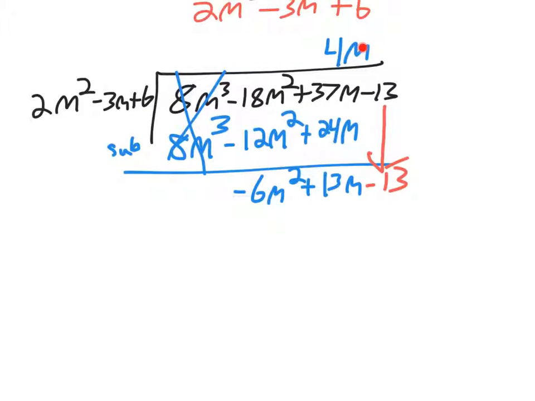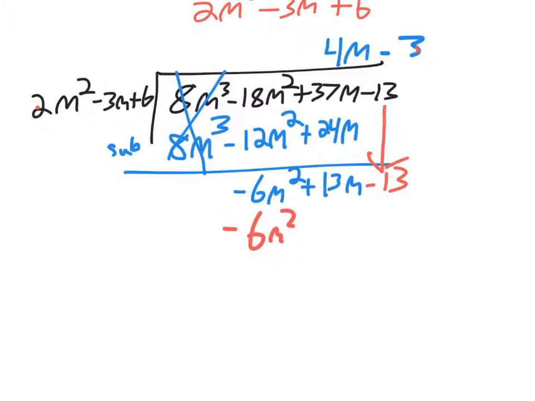So we grab 4m because that times this gave us our leading term. Now our leading term is negative 6m squared. So up here, I'm going to put a negative 3, because negative 3 times 2 gives me negative 6. So let's carry through with that multiplication. I'll use red this time. Negative 3 times 2 gives us negative 6m squared.